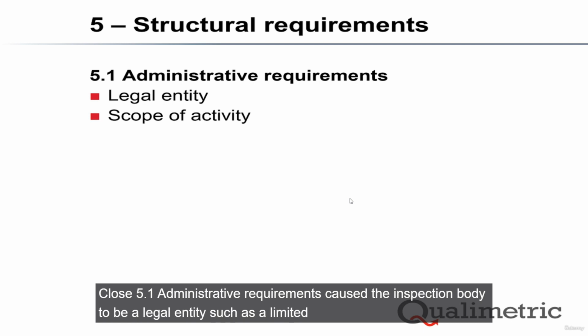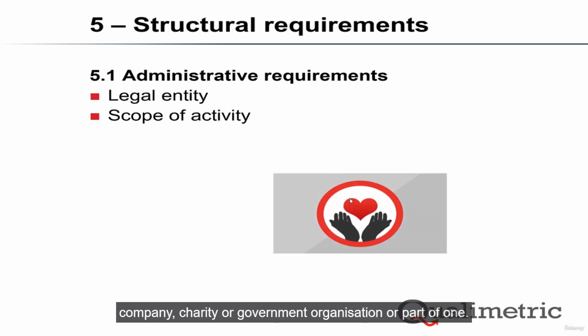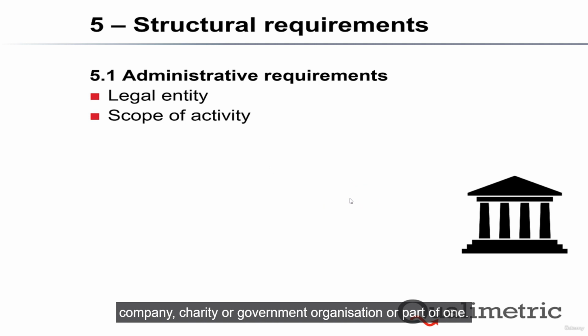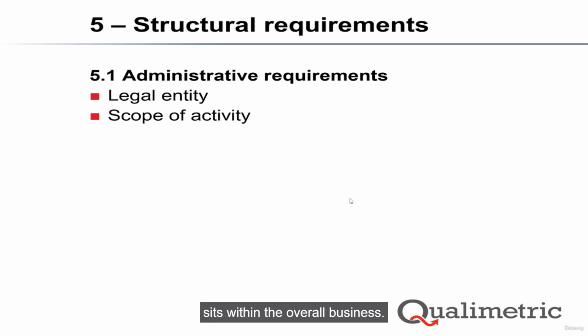Clause 5.1 Administrative Requirements requires that the inspection body be a legal entity, such as a limited company, charity or government organisation or part of one. This is to ensure that the organisation has some standing in law and is accountable for its actions. If the inspection body is part of a larger organisation, it must be able to identify where that body sits within the overall business. This is normally shown in the form of an organogram.